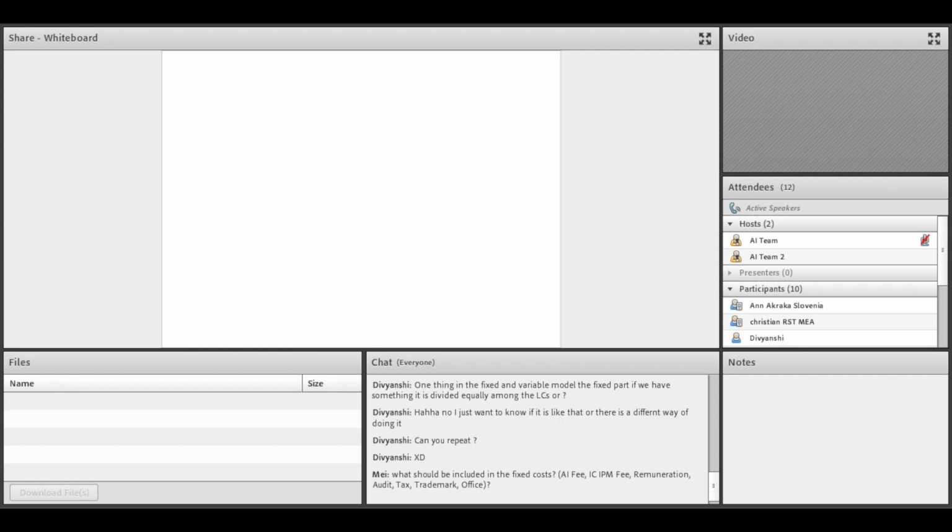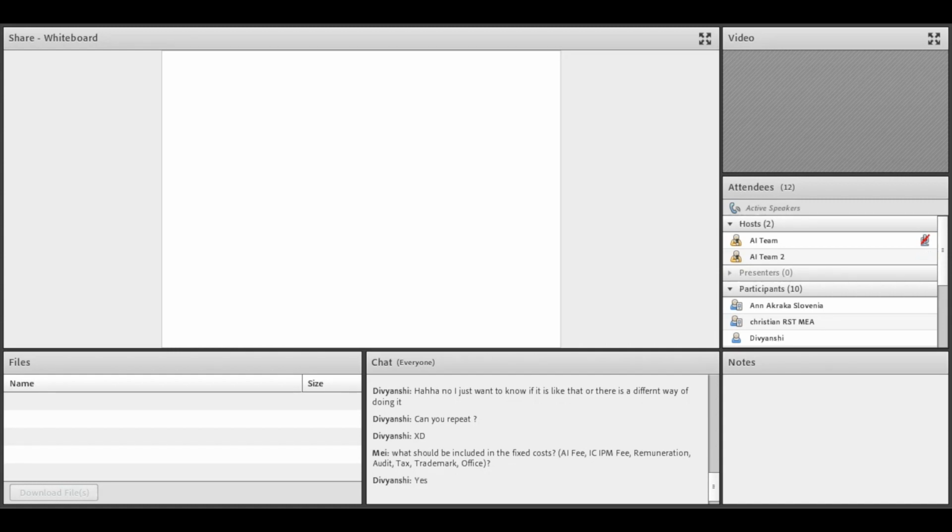So I'm copy pasting them now in each of the sheets. So the calculation is related to the fixed contribution. Next is May. What should be included in the fixed cost? Okay. So fixed costs, I think this is more on the difference between the budget and the financial.